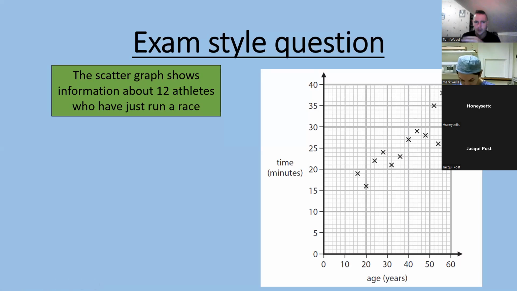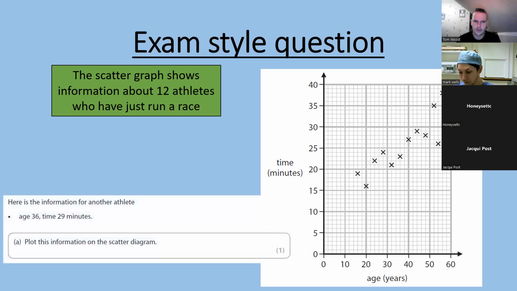So the idea here is I've got this information. The scatter graph shows the information for 12 athletes who have just run a race. What we can see there, we've got the time up the side and the age along the bottom. The main types of questions that are popping up at the moment, you might have to draw or add data to a pre-existing table or chart, and they quite like that. The other one is spotting trends and patterns as well. That's a really, really common one.